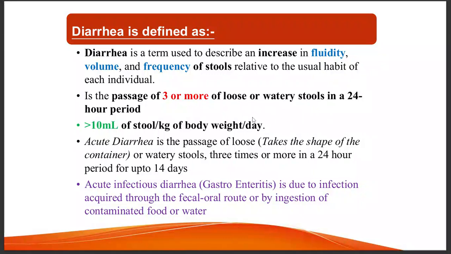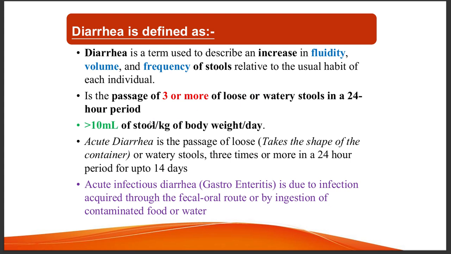Diarrhea is the term that is used to just describe an increase in the fluidity, volume, and frequency of stools relative to the usual habit of each individual. So, when we are saying diarrhea, we are talking about the passage of three or more loose or watery stools in 24 hours. It's important to understand that three or more by definition. This three or more is telling us about the frequency and of course also the volume, and then the loose or watery stool is telling about the fluidity, and this is happening in 24 hours.